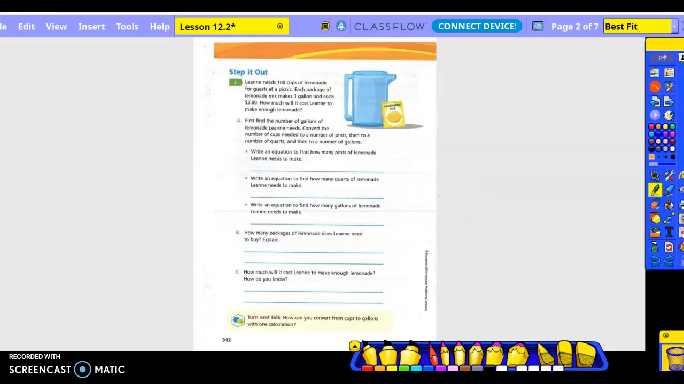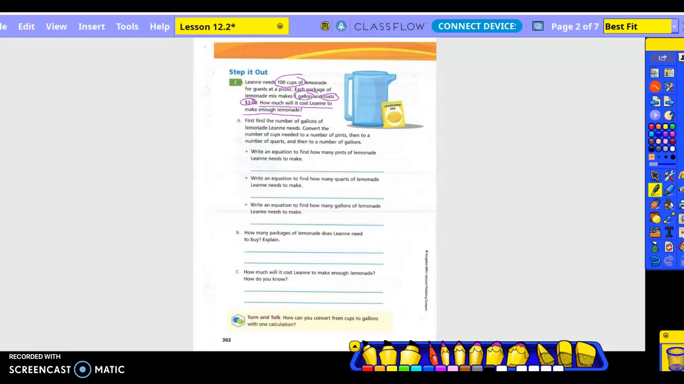Step it out. Number 2. Leanne needs 100 cups of lemonade for a guest at a picnic. Each package of lemonade mix makes 1 gallon and costs $3. How much will it cost Leanne to make enough lemonade? Okay, so she needs 100 cups. A packet makes 1 gallon and costs $3. How much will it cost to make enough lemonade?